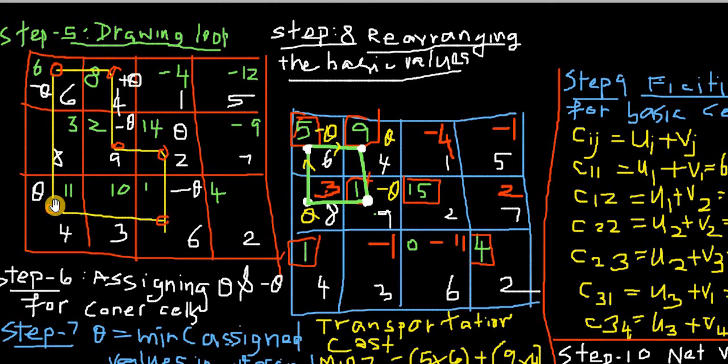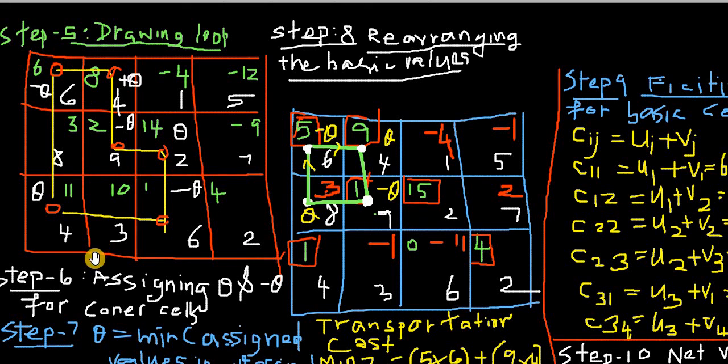There is a rule for drawing a loop. Okay, the loop should go on a straight line only. It may go row wise, it may go column wise, and the corner points must be basic cells, and it can go in the clockwise direction or anti-clockwise direction. Okay, so those are some of the rules for drawing the loop. According to that particular rule, I am drawing this particular loop. That is step number 5.